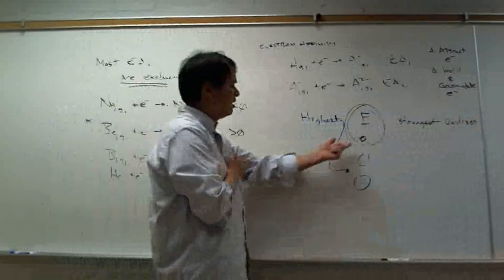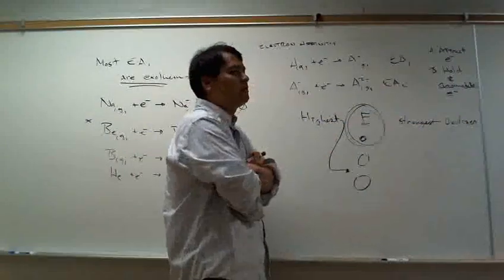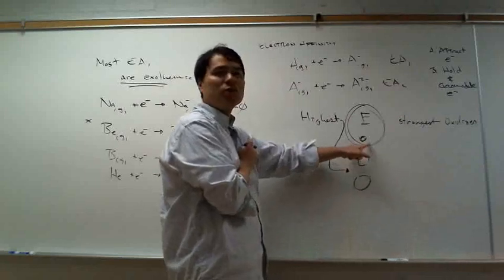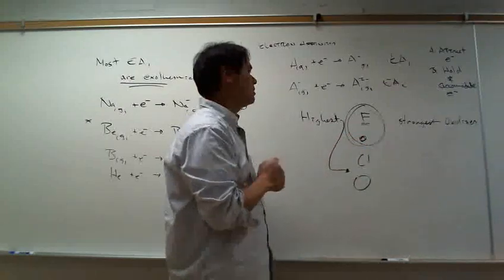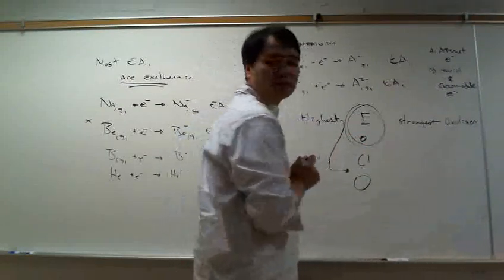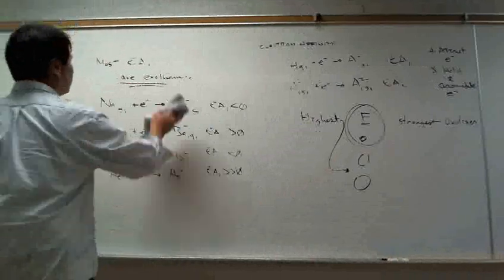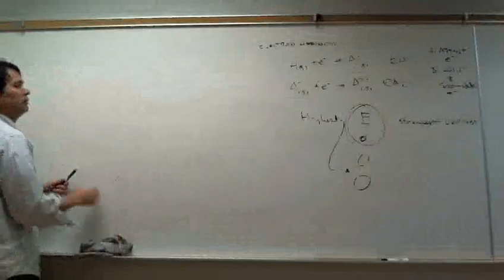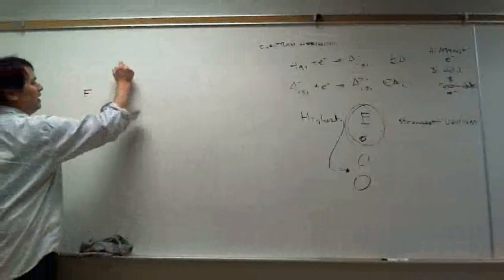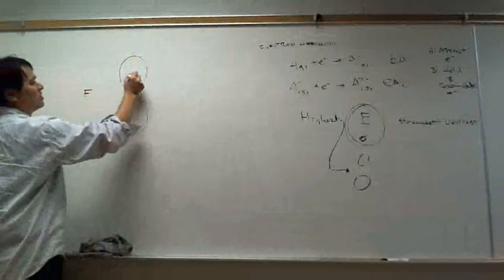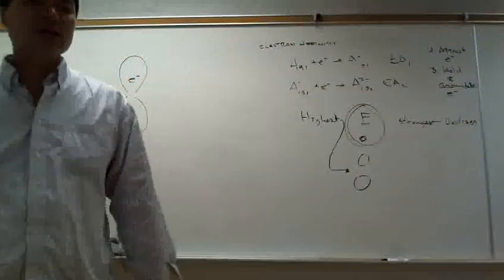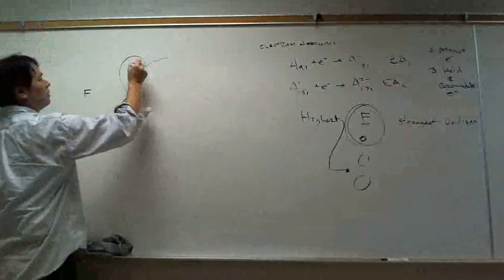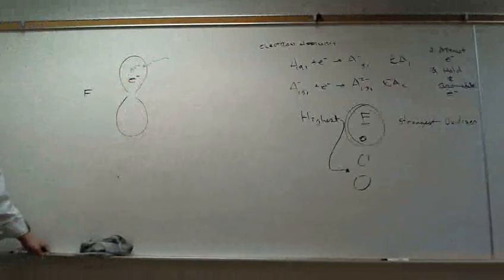So fluorine can attract electrons, but the problem comes with accommodating the electron. There's not much room for the electron, because when we think about accommodating an electron, where is that electron going? It's going into a half-filled p orbital. And so if we look at fluorine, fluorine has a p orbital like this. There's an existing electron here. A second electron comes in here, and we fill it.